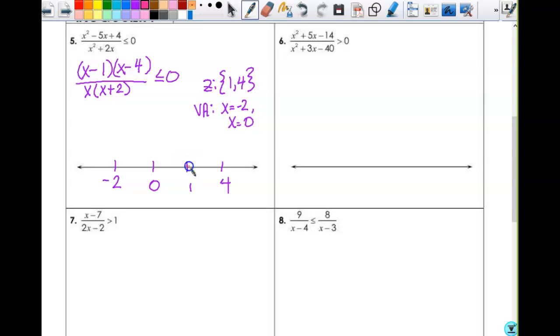The 1 and the 4 are close. Well, actually, to determine this, I need to know whether it's a 0 and asymptote, but I also need to look at this. And so that's less than or equal to, so it would be closed anyway. So 1 and 4 are closed, but the asymptotes are open no matter what. Always, always open. So we'll go through the sign chart together.